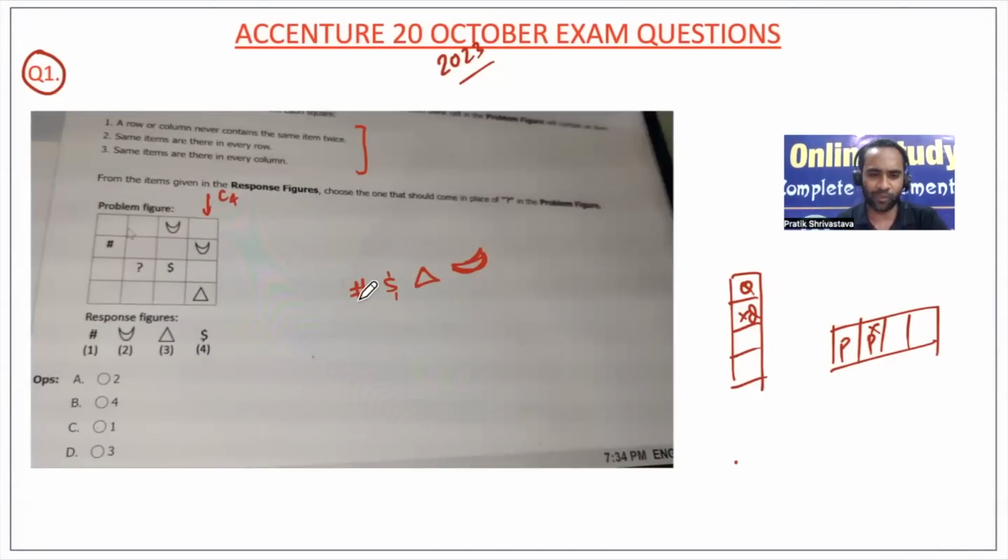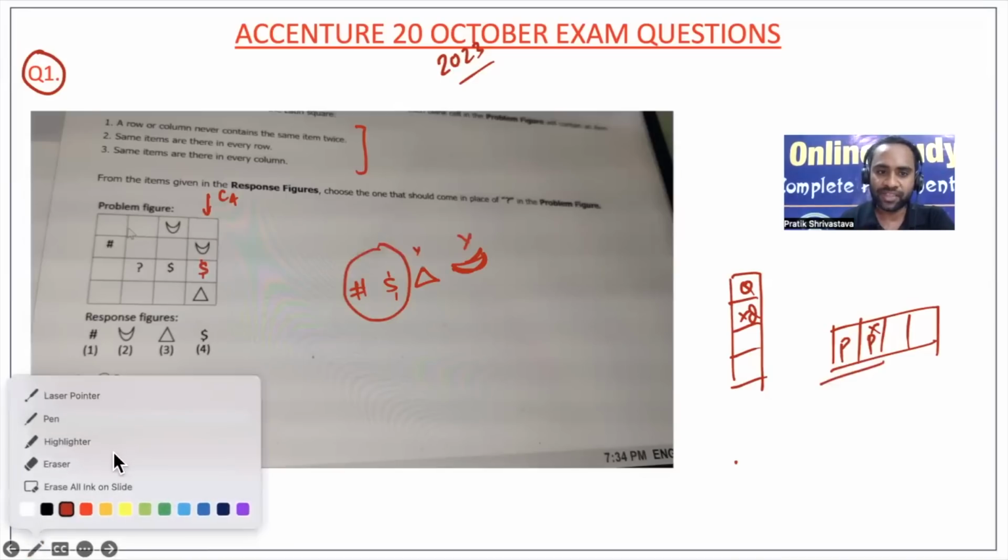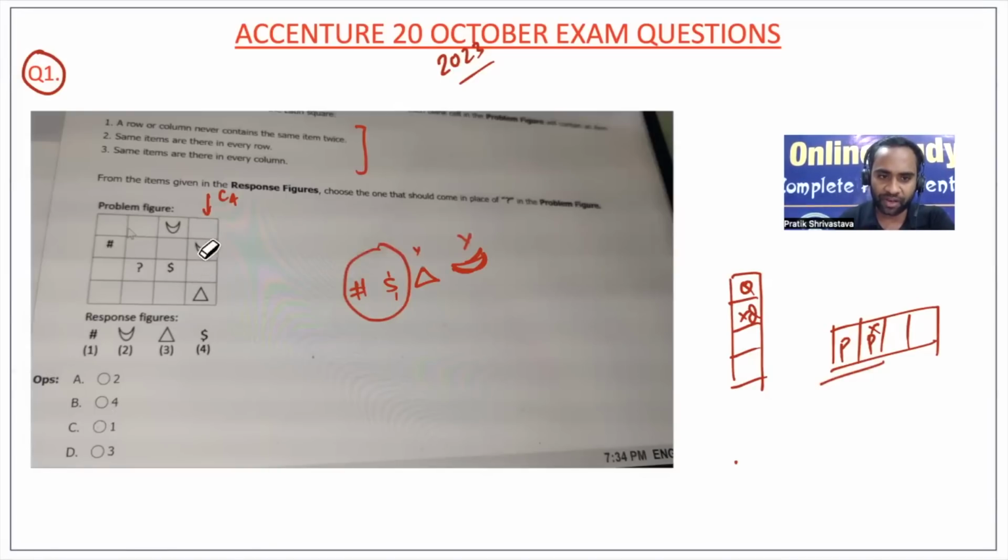Now, you have to fix either one column or one row so that you will be able to proceed. In column 4, we see we have two symbols, moon and triangle. Now we have to fill the other two. I cannot put dollar here. Why, sir? Because the same row cannot have the same symbol, the same item twice. So definitely we cannot have dollar here. Then what is the option left with us? The option left is has. So has will come here and then dollar will come here. Like this, we have to solve.